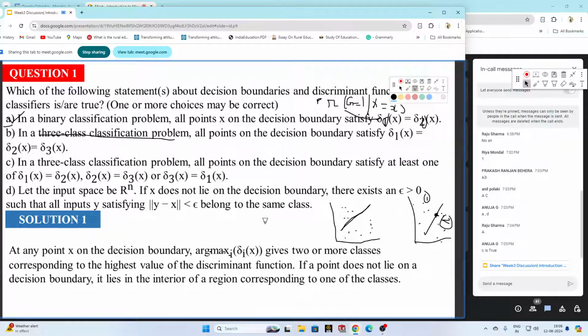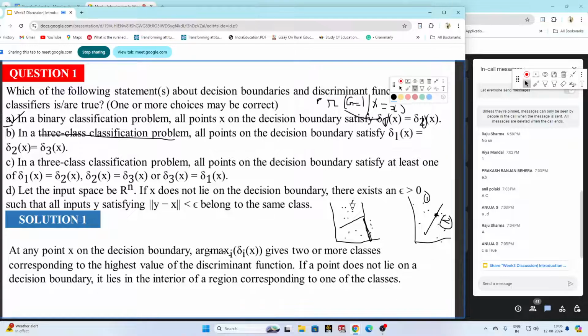So how can we separate these two? We can separate these two by something like this. Okay, so we have three lines. We have one line, we have a second line, we have a third line.